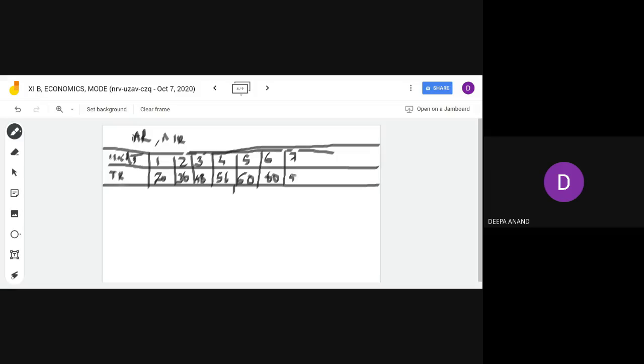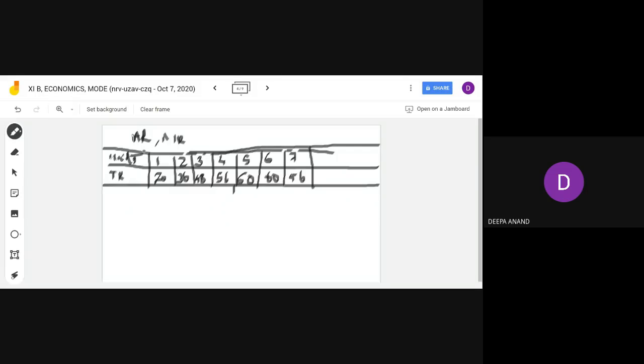This is the question. Is the question visible to you? Can you see what I have written clearly? Yes, ma'am. Those who are attending through mobile phone also can see it, right? Yes, ma'am. Okay, thank you.